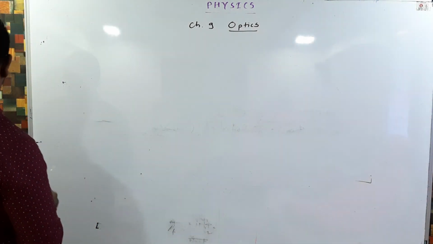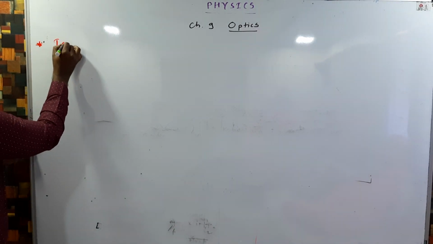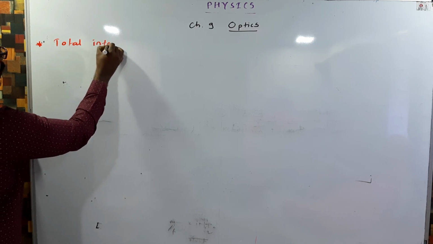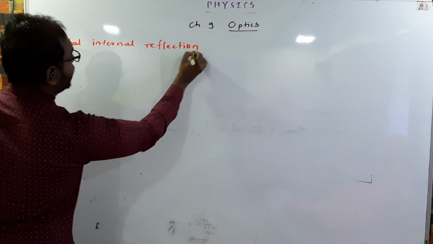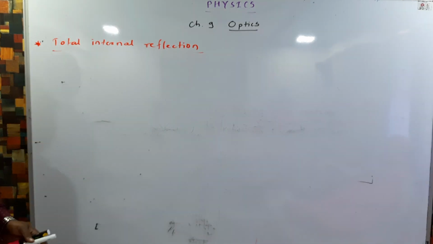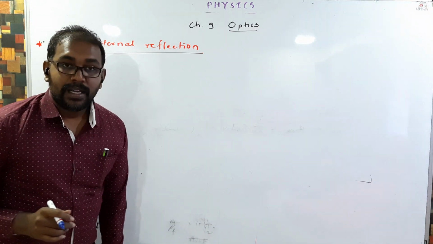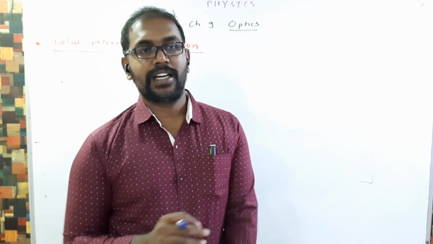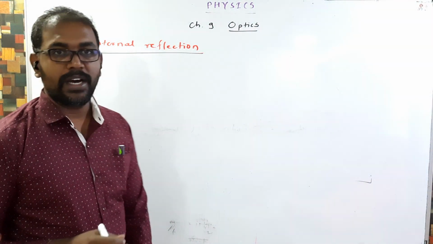Next article is total internal reflection. Okay, we have to learn a new article, total internal reflection. Okay, reflection we learned, refraction we learned. Now this is total internal reflection that we have to cover.